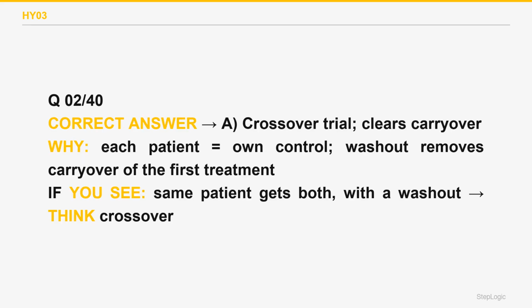Correct answer is A. A parallel RCT assigns each patient to only one treatment in separate groups, so patients do not cross over or serve as their own controls. Choice B wrong. The washout period exists to remove carryover, not to blind investigators. Blinding is a separate measure entirely. Choice E wrong. Each patient taking both treatments with the washout is a crossover trial.